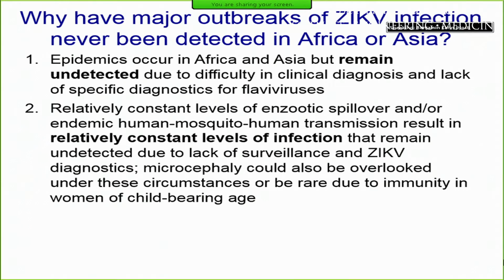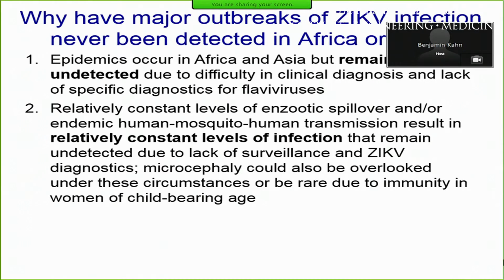Another hypothesis is that there's a relatively constant level of either spillover from enzootic cycles in Africa, perhaps also in Asia, that result in relatively constant levels of infection in people throughout their life, so that there's a regular occurrence of Zika cases, but we simply don't even notice them because this is in a background of malaria and chikungunya and dengue and so many other infectious diseases in places like Africa and Southeast Asia that we don't notice them unless we specifically go looking for them.